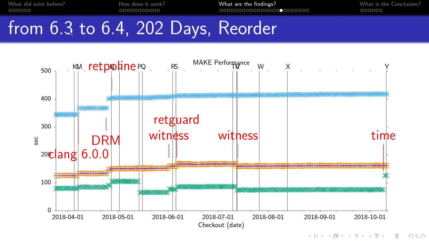Here we see again what we had before. You see it especially at the system time because system calls get more expensive. Here we have WITNESS, that's a kernel feature. We have RETGUARD, that's kernel RETGUARD, so system time goes up. And we have WITNESS turning off, that's also kernel, so it happens here. And here the system time got up, but here it got down.